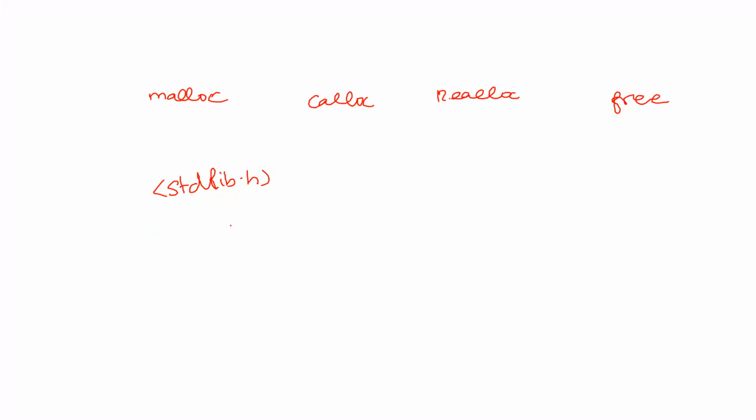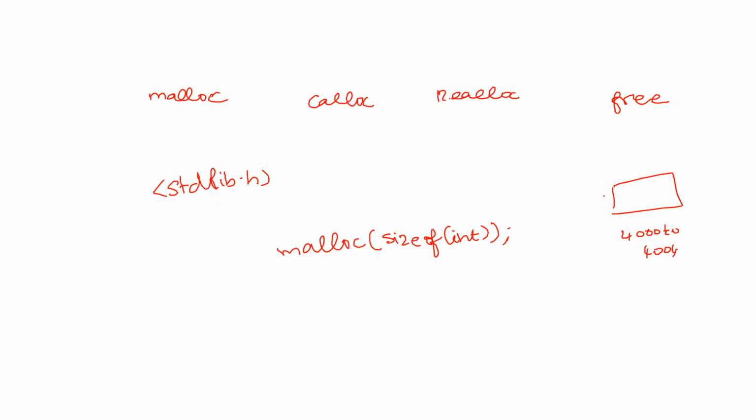Let us see malloc of sizeof int, which means 4 bytes of memory will be allocated. I'm assuming it is from 4000 to 4004. In order to use this location, we have to store it in a variable. All addresses can be stored only in a pointer variable. So I'm allocating sizeof int, and I'm going to use int *ptr. Since it returns a void pointer, I have to perform typecasting, which is int *.